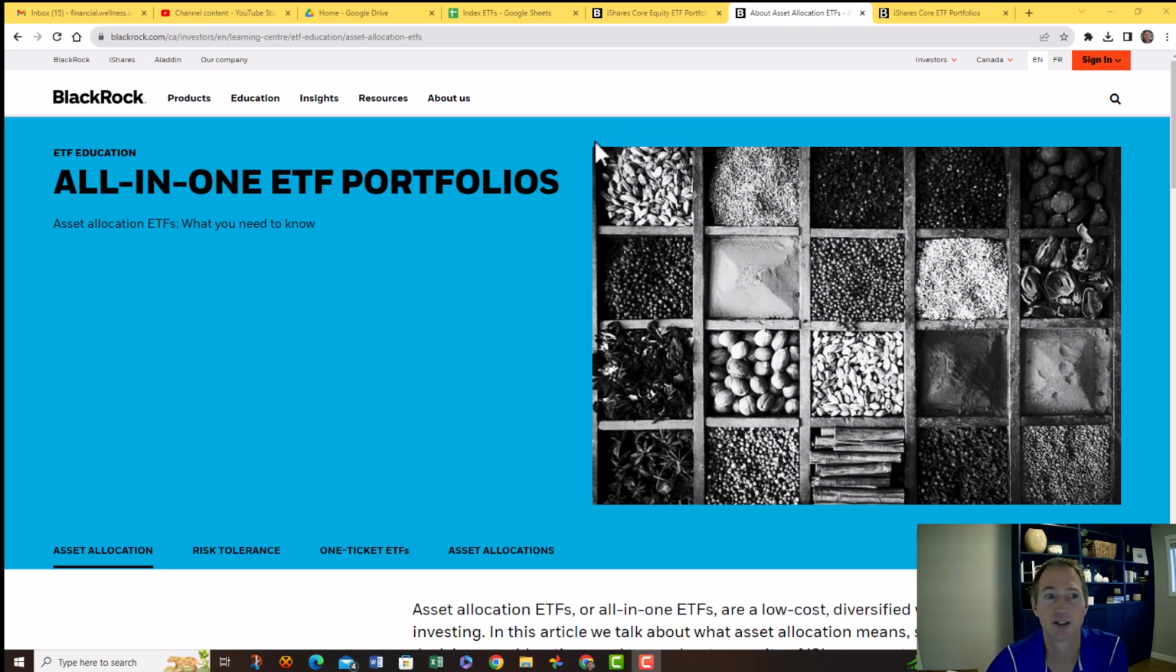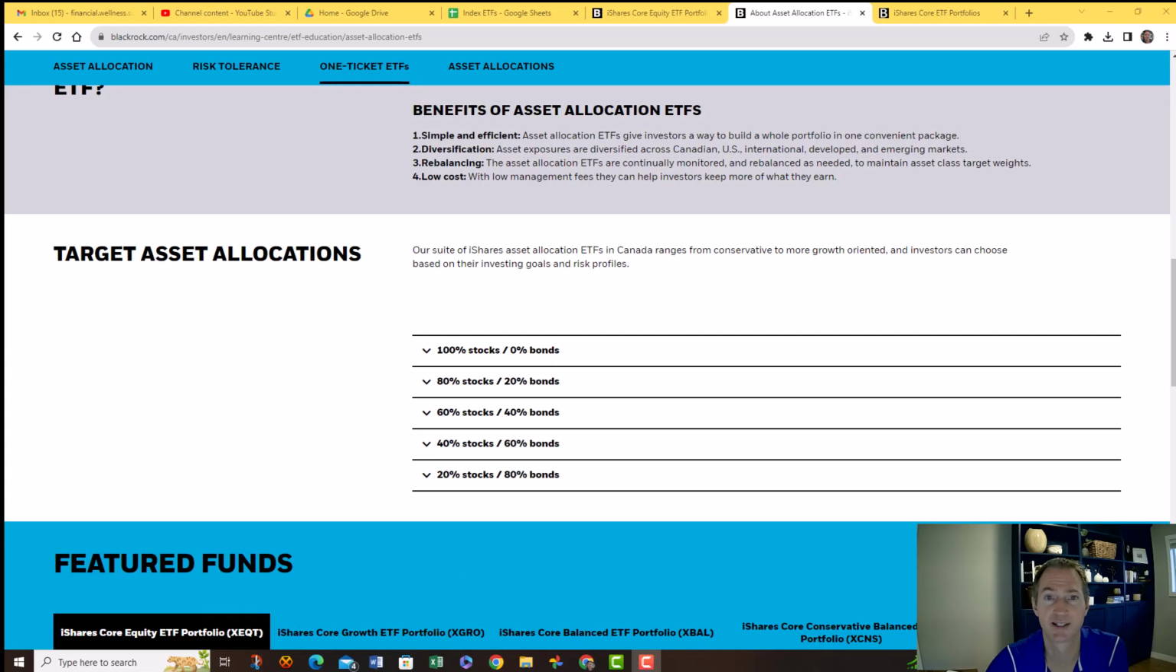So here on their page for the all-in-one ETFs or the asset allocation ETFs, if you just scroll down to the target asset allocations, you can see all you need to worry about with these asset allocation ETFs is your risk tolerance. So when you build your own portfolio, you have to worry about your sector allocations, your geographical allocations, all that different stuff. Whereas with these target allocations, all that is taken care of. All you need to think about is how much risk am I willing to take?